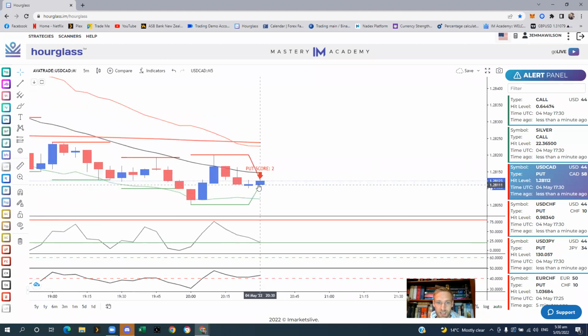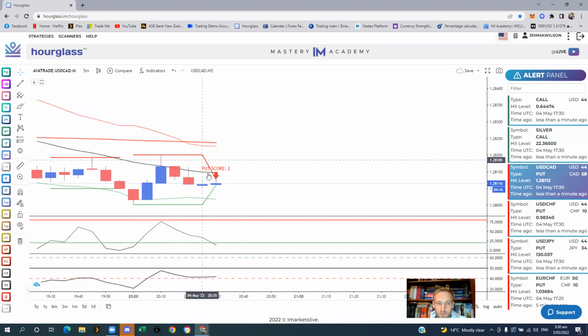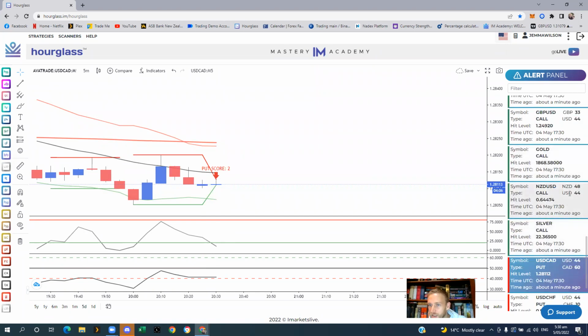But let's see. Now this one, you can see how it's done this here. The actual resistance line has moved. If it moves like that, you use the end of that resistance line, but it's only a 2-pointer, so I'm going to skip it. And the spread isn't enough, so I'm going to skip that one.